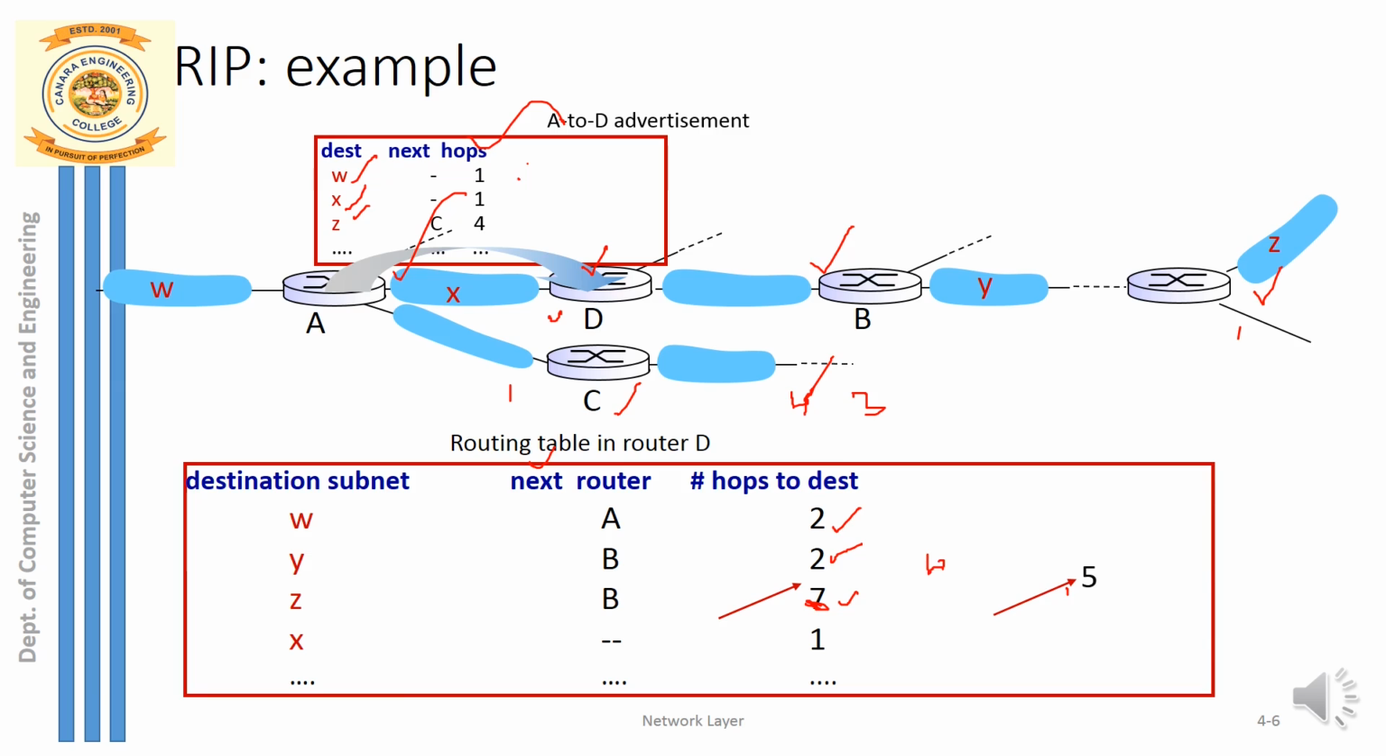But A has told D that it can reach the same subnet Z at the cost of how much? 4. At the cost of 4, A can reach Z, and D knows that it can reach A at the cost of 1. So total cost or total hops to reach from D to the destination Z is how much? 4 plus 1, that is how much? 5. So A says that through 4 hops it can reach the destination Z, but D knows that it can reach A in 1 hop. So total hops to reach the destination Z is 4 plus 1, that is 5. So this is actually how the router D updates itself after obtaining the RIP ad.